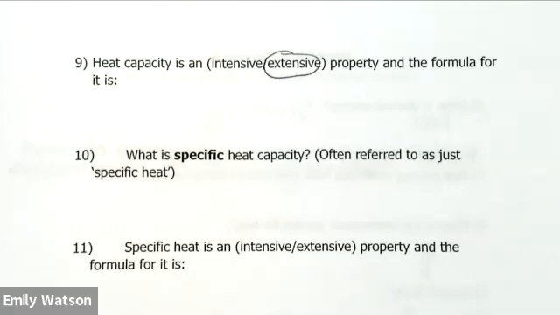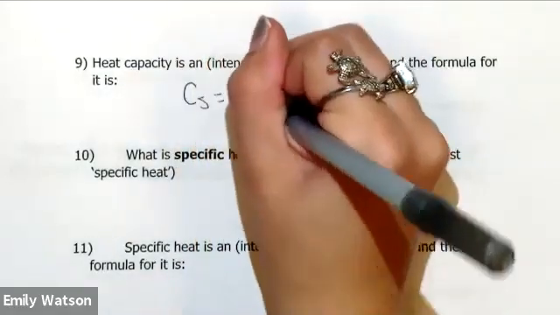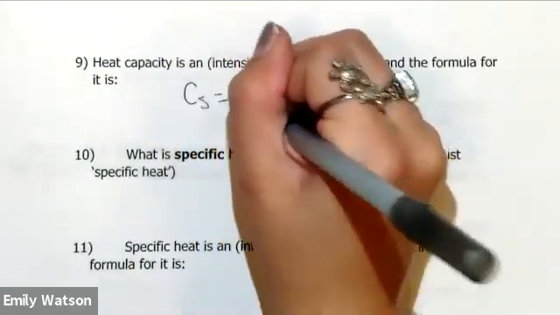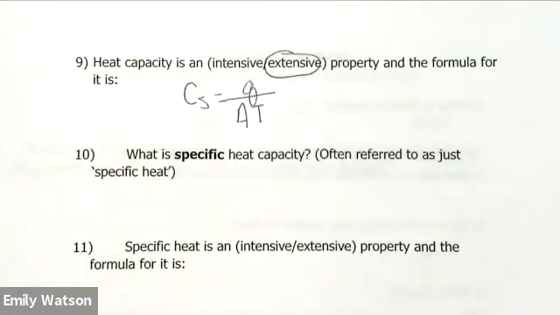Yes, but I'm going to change that first symbol, but yes. So Q divided by delta T. What is Q again? Heat, work, or energy, right? And then delta T is change in temperature.